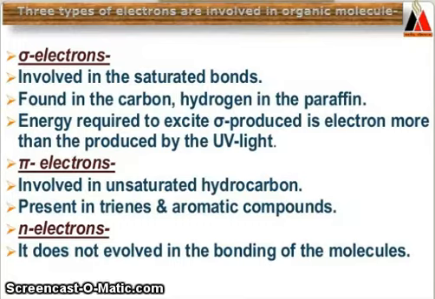Friends, sigma electrons are involved in the saturated bonds found in carbon-hydrogen bonds in paraffins. The energy required to excite sigma electrons is more than that produced by UV light. Pi electrons are involved in unsaturated hydrocarbons present in trienes and aromatic compounds. N electrons do not get involved in the bonding of the molecules.